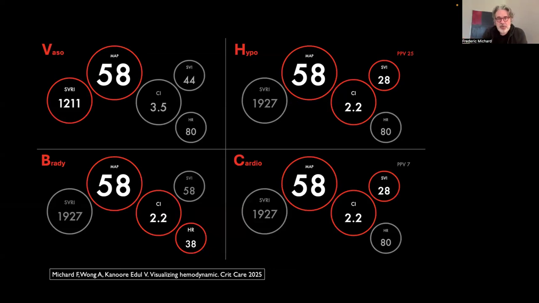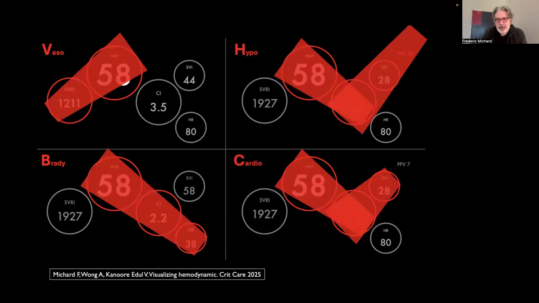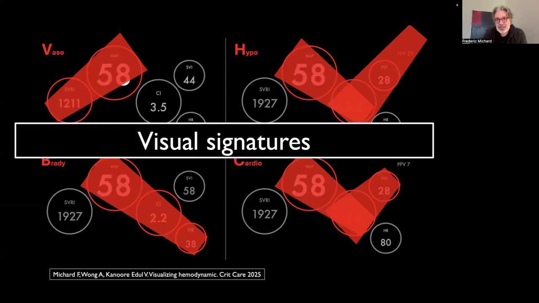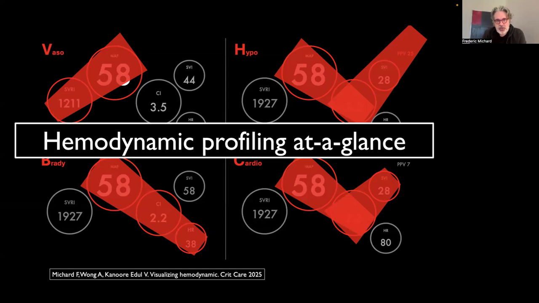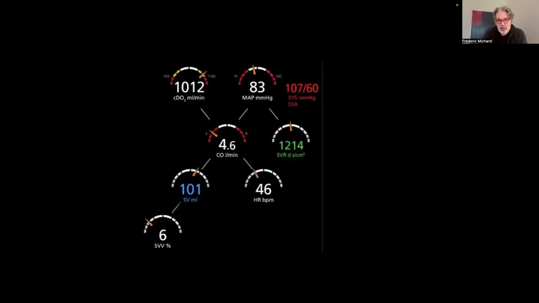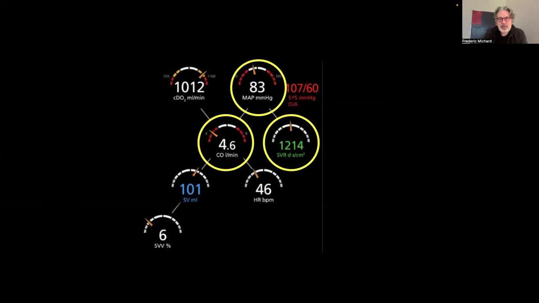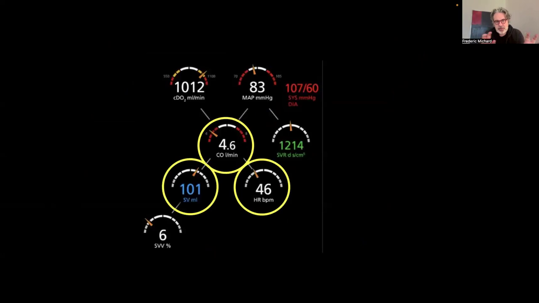But as a matter of fact, I think with visual tools, we also have specific patterns or actually a visual signature that would enable us to profile or to describe hemodynamic profiles simply at a glance. So I think it's a way to highlight the potential value of visual tools. And this is an existing commercially available cockpit screen, I would say, using this logic with, as you can see, the mean arterial pressure and the two determinants, blood flow and vascular tone, and then cardiac output with its two determinants, stroke volume and heart rate.